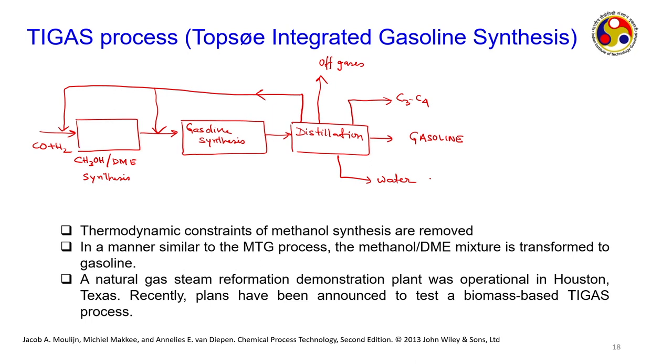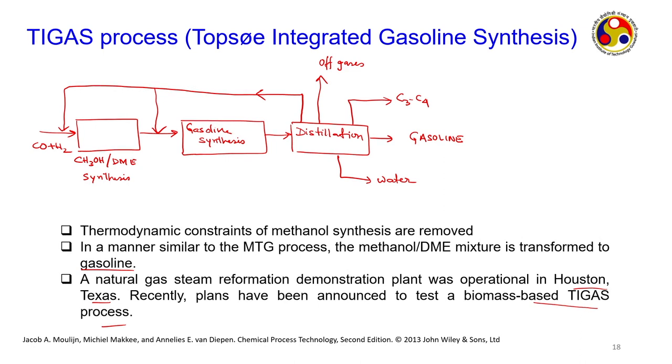So, thermodynamic constraints of methanol synthesis are removed. In a manner similar to the methanol to gasoline process, the methanol DME mixture is transformed to gasoline. A natural gas steam reforming process demonstration plant is already operational in Houston, Texas. Recently, plans have been announced to test a biomass-based TIGAS process, okay? So, you understand the difference between MTG and TIGAS?